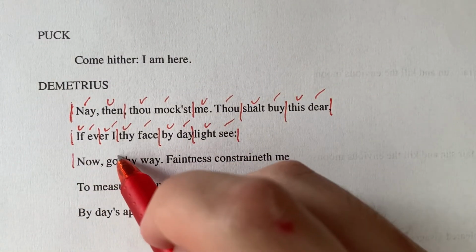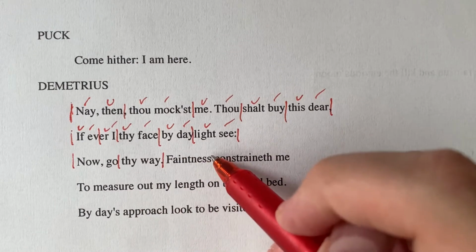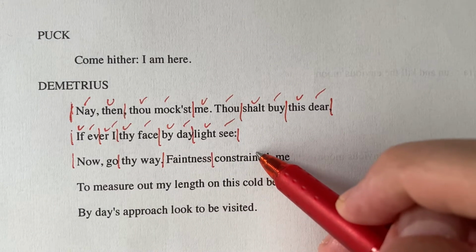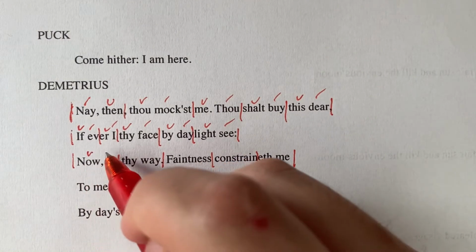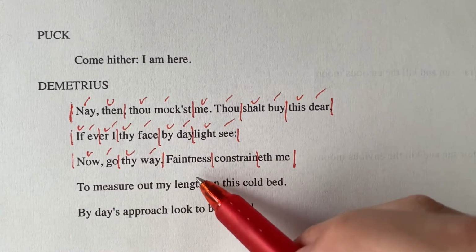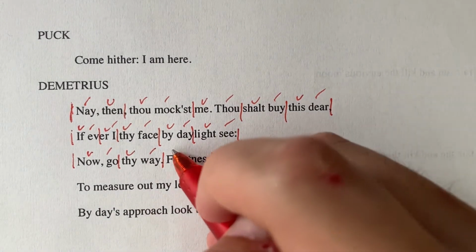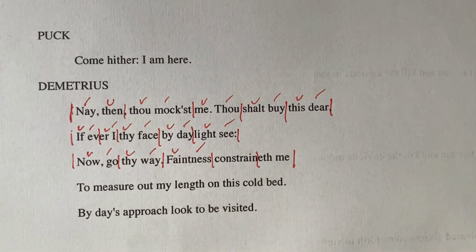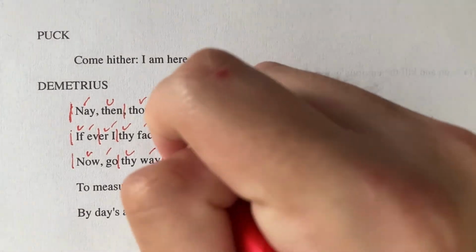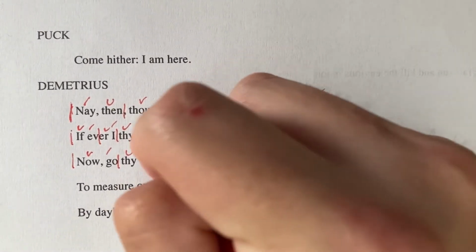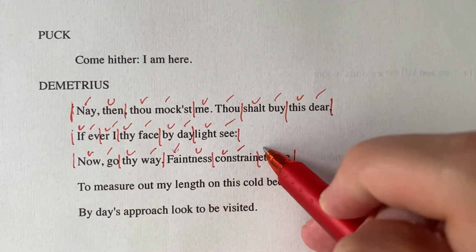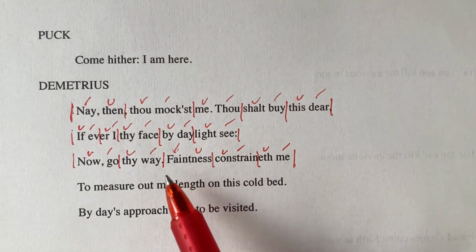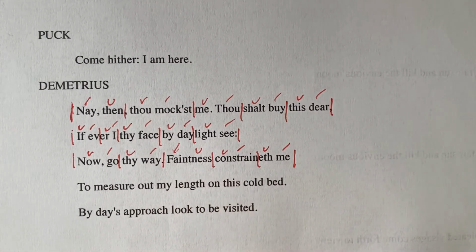"Now go thy way, faintness constraineth me." There's another trochee in this line. I'll start scanning. "Now go thy way." The word faintness, if we were to scan it as an iamb, we would pronounce that "faintness," which we know isn't right. So you know that here, "faintness constraineth me." This is our medial trochee. We want to bring a lot of attention to this word faintness.